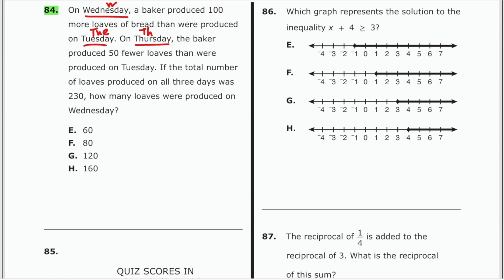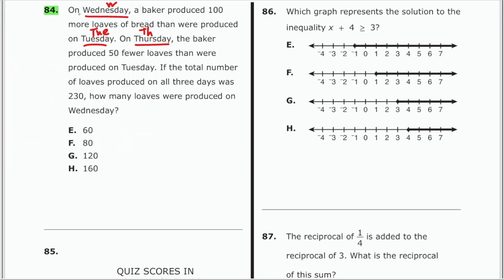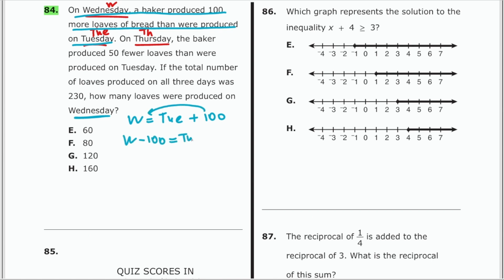All right, so let's go with the very first sentence. On Wednesday, a baker produced 100 more loaves of bread than were produced on Tuesday. So we can interpret this as Wednesday is equal to Tuesday plus 100. However, since we're looking for Wednesday, I would try to solve for Tuesday here, right? So I would move 100 to this side and just say W minus 100 is equal to Tuesday. I will explain why in a second.